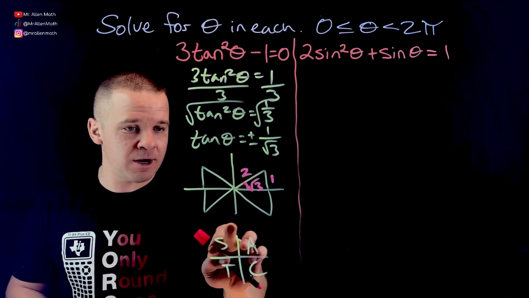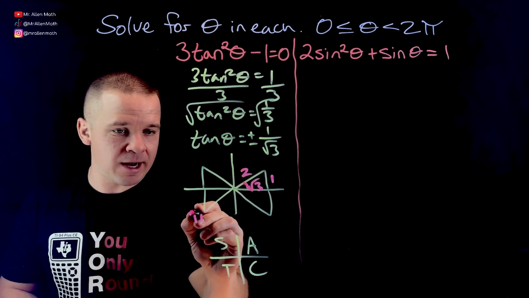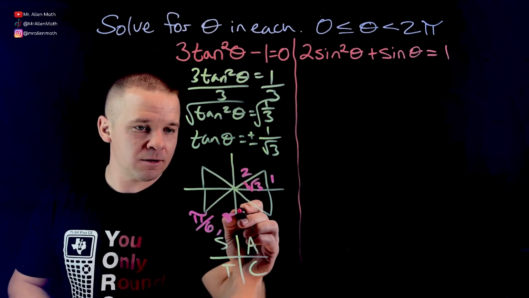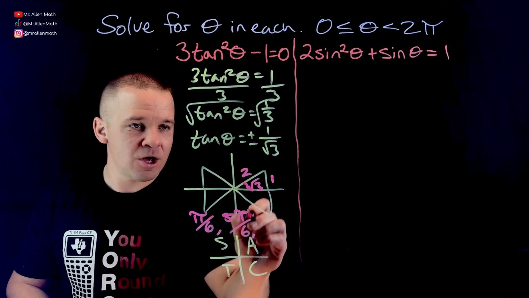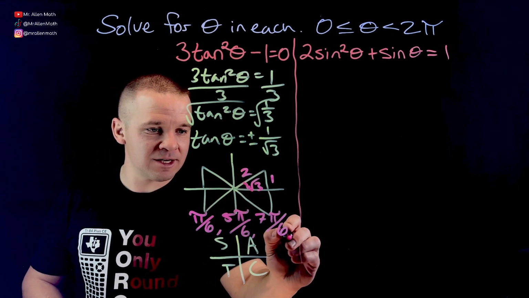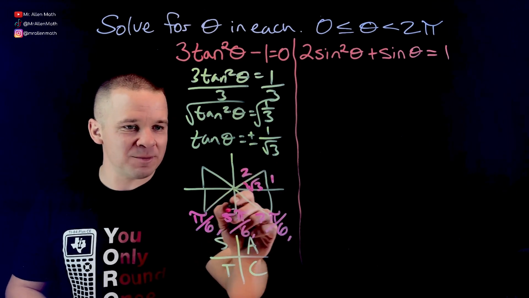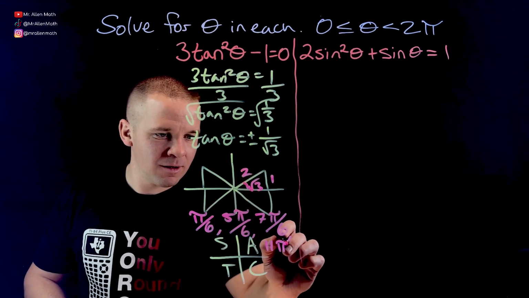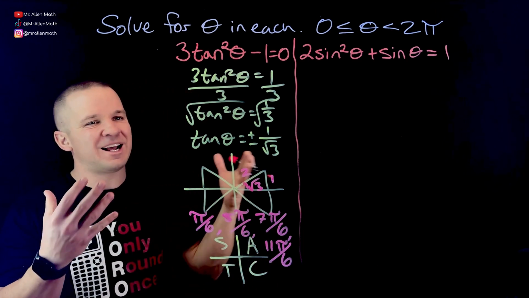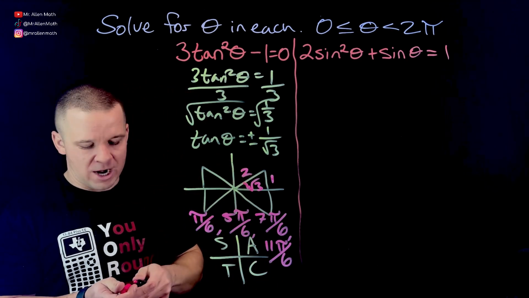I'm going to make a little room here. So the first one is going to be pi over 6. My next one here is going to be 5 pi over 6. The next one after that is 7 pi over 6. And the last one, I'm going to run out of room here, is going to be 11 pi over 6. Boom, there's 4 solutions for this one. It exists in all 4 quadrants.